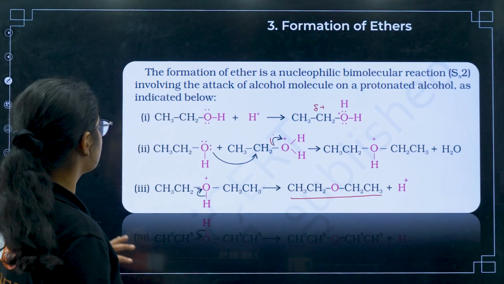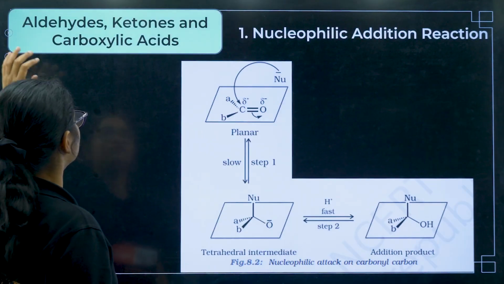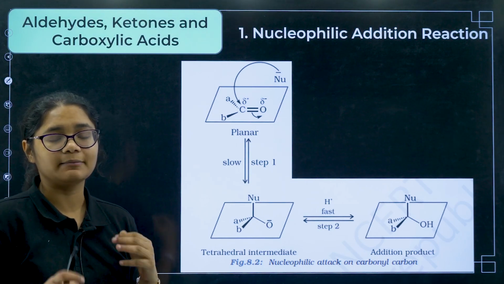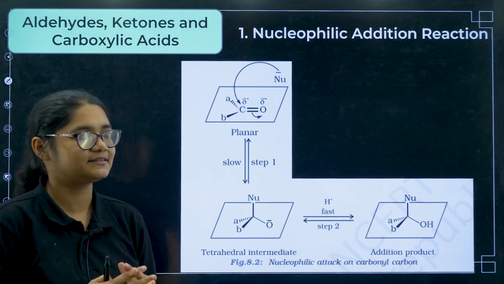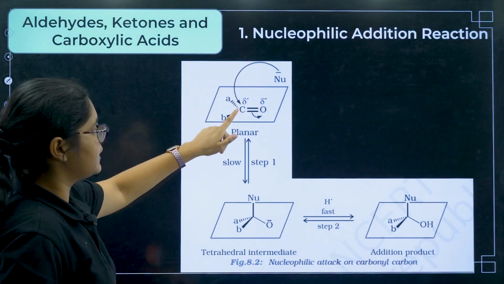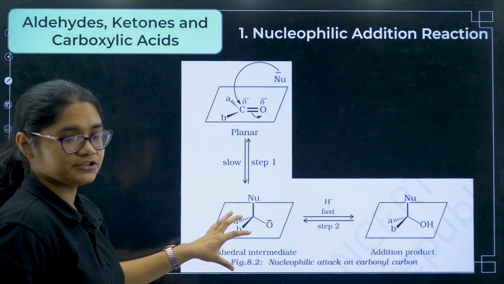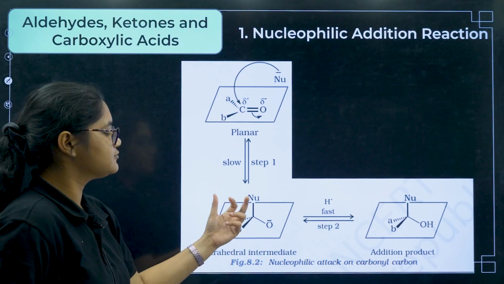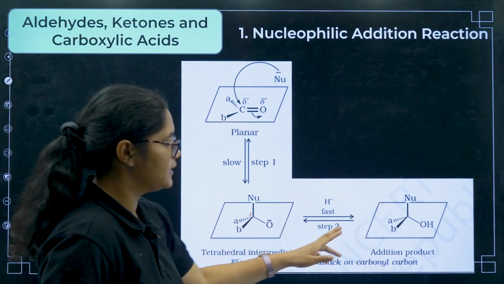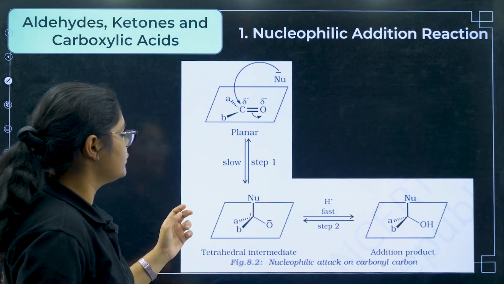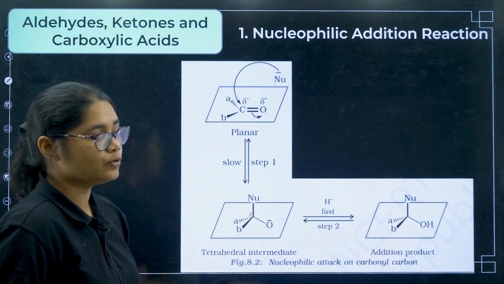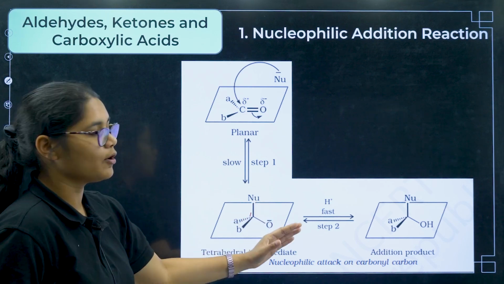Okay, clear. Now we will move to the aldehydes, ketones and carboxylic acid chapter. So here a general mechanism for nucleophilic addition is asked. Generally what happens, a nucleophile attacks on this carbon, then a tetrahedral structure is formed, O minus is formed, then H plus attacks here and we get this structure. Now you have slow, step 1, and here you have H plus, fast, step 2. So that is what is formed here.